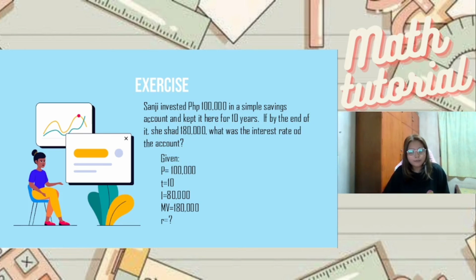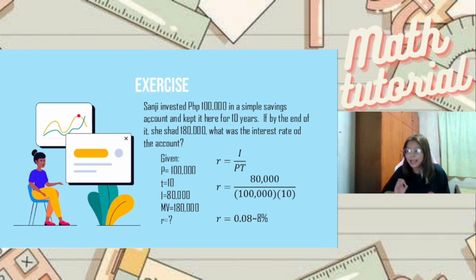So, after that, magkano yung rate? Of course, ang hinahanap na naman is rate. So, we're gonna use the same formula for the rate, which is interest divided by principal times time. Substitute. And then the answer is 0.08. Ito times natin siya sa 100 equals 8%.